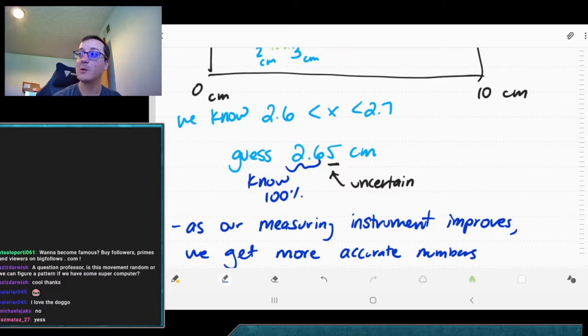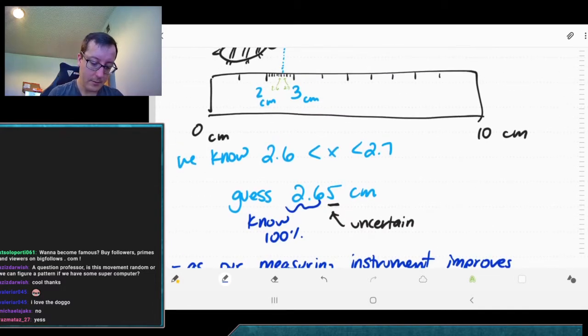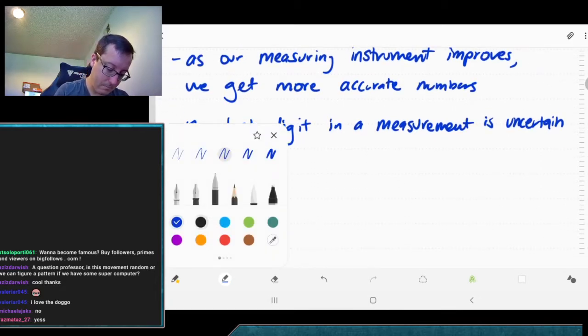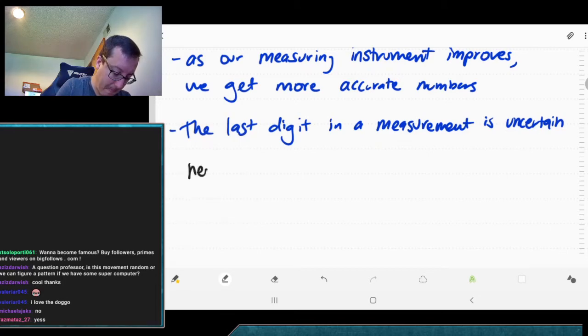And so we're going to see this concept of significant figures is going to address this. By the way, we're going to see that, let's say I had one more step of the better ruler, and when we did this, maybe the next ruler, we got 2.650.